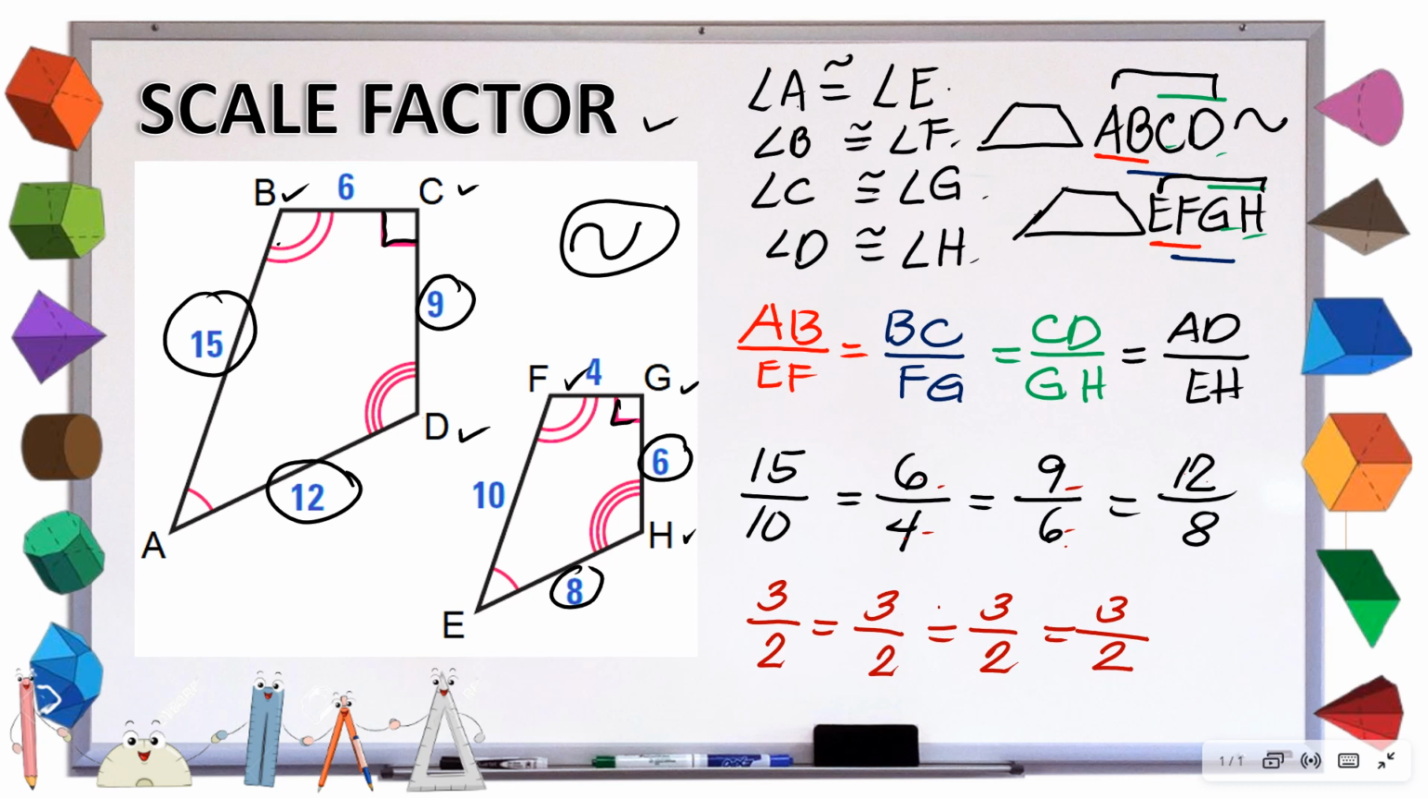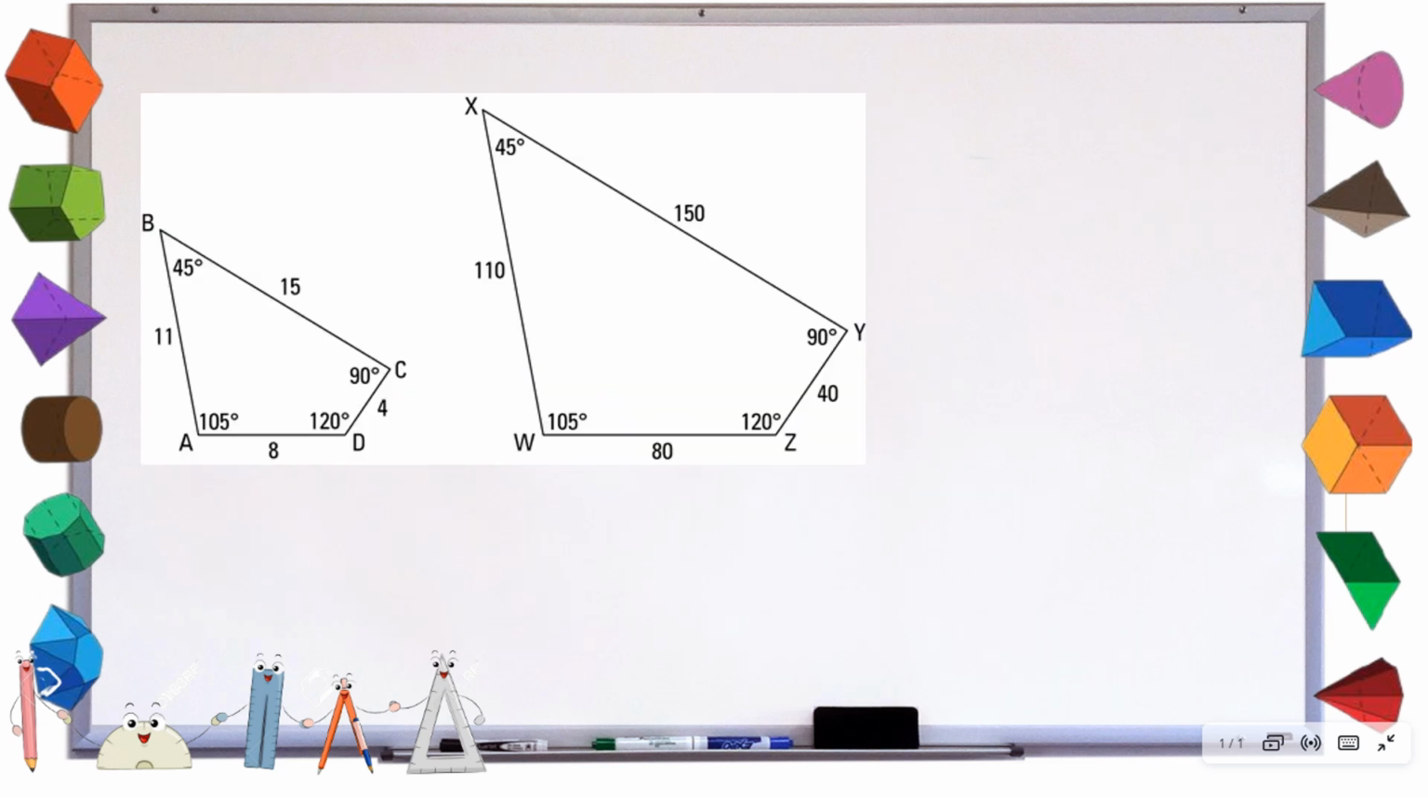And this common ratio or their equal part or yung pagkakapareho nila, this is our scale factor. So for this given similar polygon, the scale factor is equal to 3 over 2. Okay, so let's identify the other scale factors from our given examples.